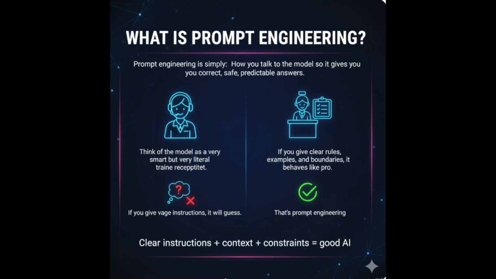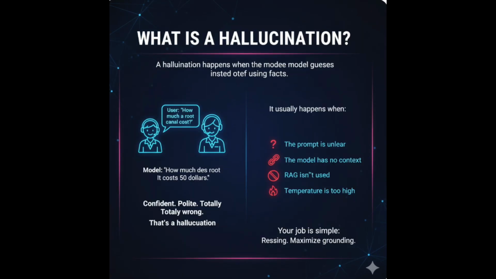What is prompt engineering? Prompt engineering is simply how you talk to the model so it gives you correct, safe, predictable answers. Think of the model as a very smart but very literal trainee receptionist. If you give vague instructions, it will guess. If you give clear rules, examples, and boundaries, it behaves like a pro. That's prompt engineering.